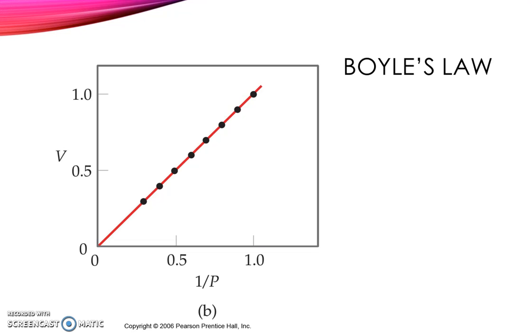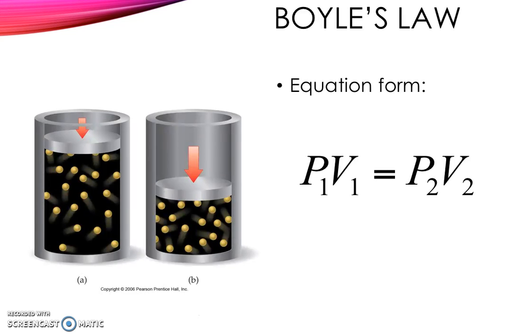We also need to be able to do problems with Boyle's law. And the equation form that we typically see for Boyle's law is stated P1 times V1 equals P2 times V2. We are assuming that the temperature is constant, and it's implied that the number of moles of gas are not changing. So this equation is worth knowing.